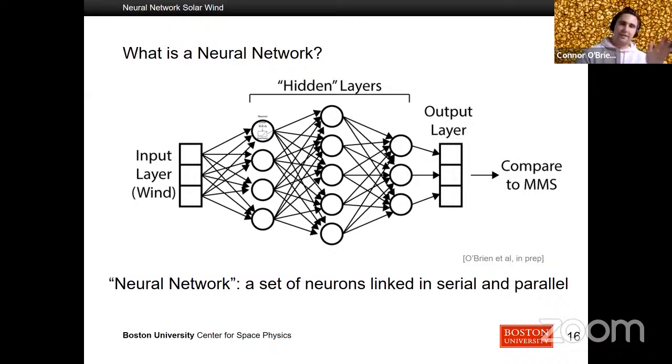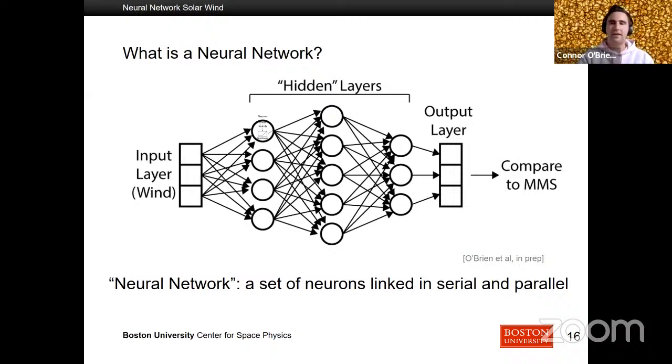What it does is it takes that huge Wind input vector on the left. This is not to scale. It would be 486 components, and it takes the dot products in the first layer of the network of neurons, and then it feeds it forward until you get to the output layer, which is the thing that you actually compare to your target MMS data.